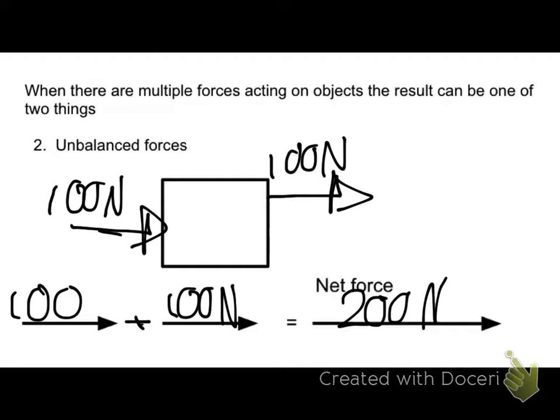Just because forces are acting in opposite directions doesn't necessarily always mean that they're balanced, though. Like in the first example, when we had the 200 force pulling in one direction and the 100 force pulling in the other direction, opposite forces, but because the 200 Newton force is stronger, it's unbalanced still, and we still wind up with motion. Okay?